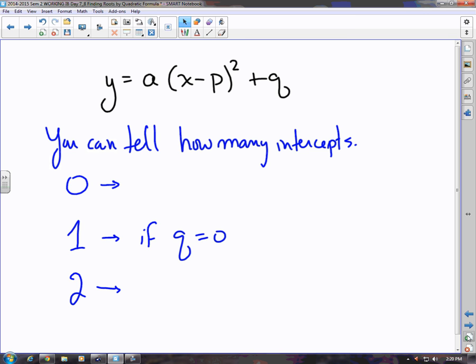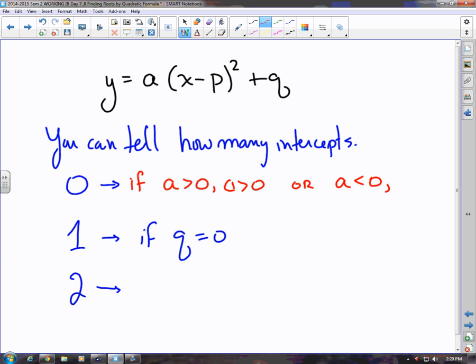There will be 0 if A is positive and Q is positive, or if A is negative, oh sorry, I should not say C, Q. Let's get the right letters in there. If A is positive and Q is positive, that means it opens up and moves up, and that means there are going to be 0. Or if A is negative and Q is negative, then it opens down and then moves down.